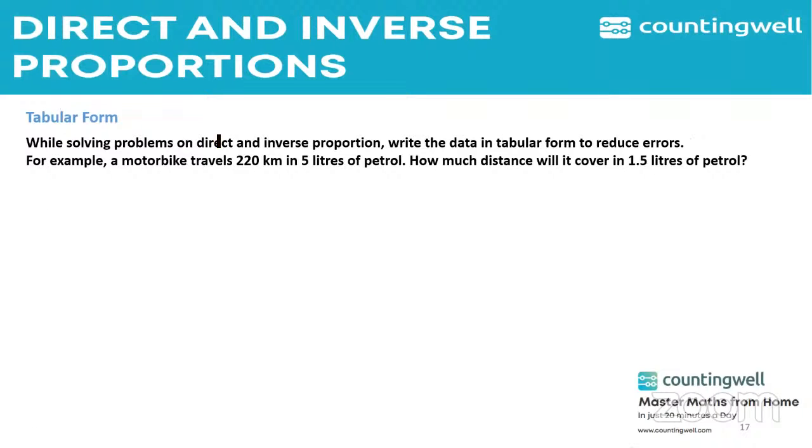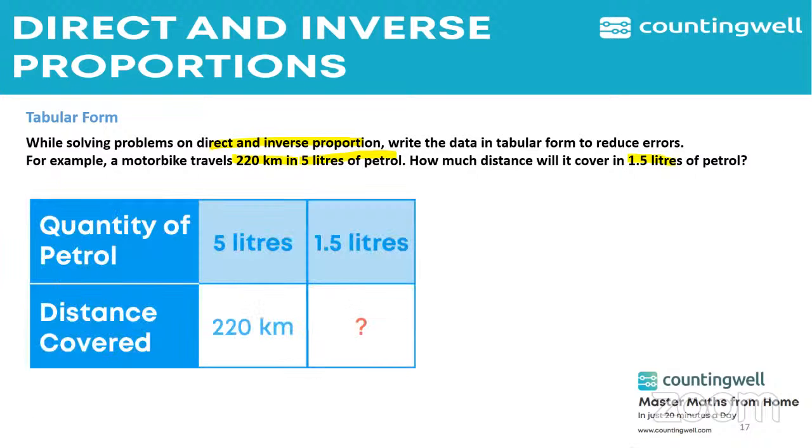While solving problems on direct and inverse proportion, make sure you are writing the data in tabular form. This will help you to reduce the errors. For example, a motorbike is traveling 220 km using 5 liters of petrol, and you have to find the distance it will cover using 1.5 liters of petrol. So you have to represent the data in this form. How much quantity of petrol and how much distance is covered using that quantity of petrol.